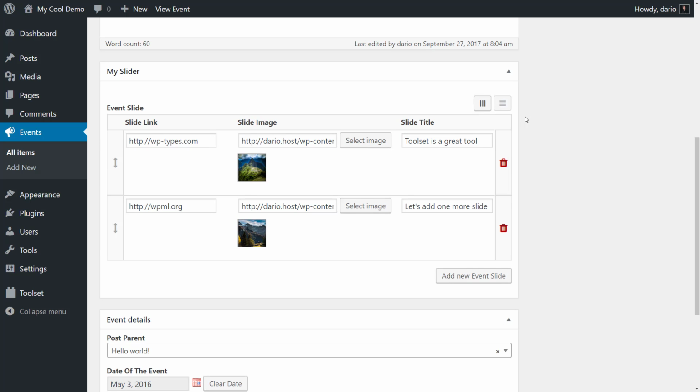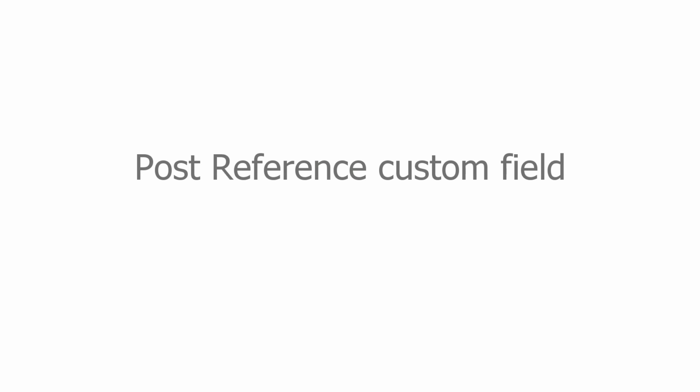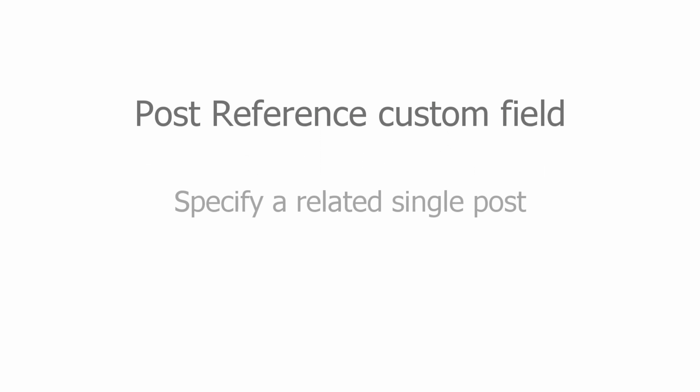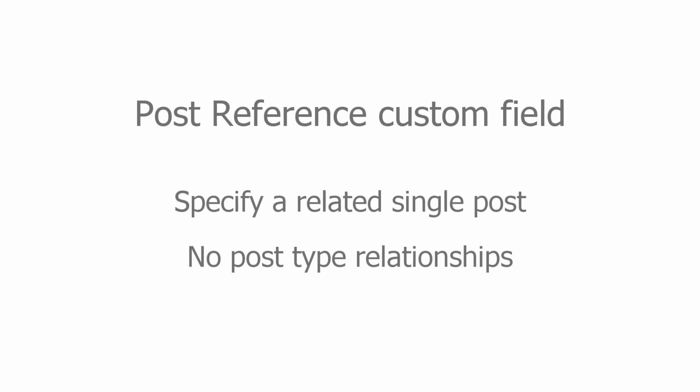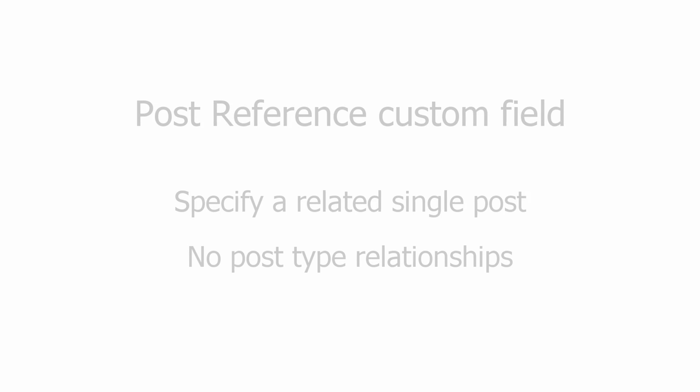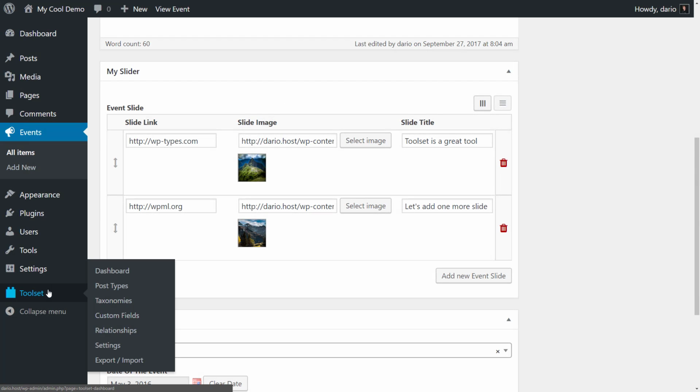Now, let's take a look at another neat new feature. The new Types version allows you to add a new type of custom field called Post Reference. This field allows you to specify a single post that is related to the one you are editing, but without creating any relationships between the whole post types. Okay, let's see this in action.